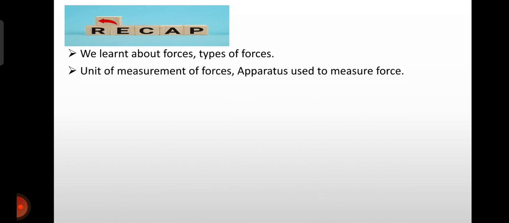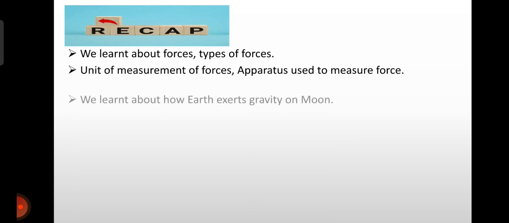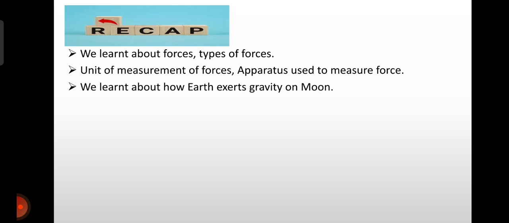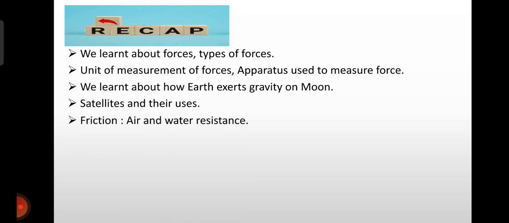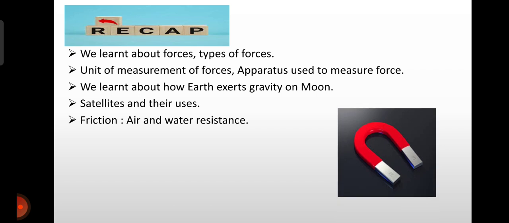Till now, in this chapter, we have studied about forces, types of forces, unit of measurement of forces, apparatus used to measure force. We also learnt about how Earth exerts gravity on Moon, artificial satellites and their uses. We also studied about friction. In that, we learnt about air and water resistance, which are also called as drag. And today we will be finally doing the topic of magnets.